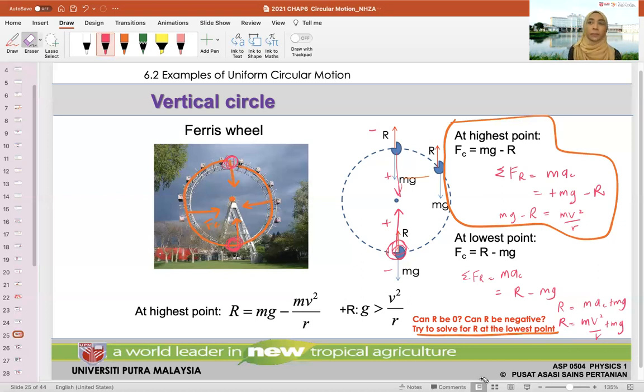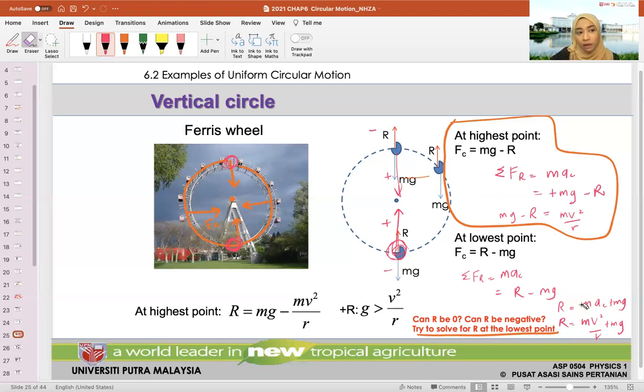Now if R increases beyond mg, I will feel like ada orang tekan-tekan lah. So this is what we feel when we are at the bottom of the Ferris wheel. Our R is no longer mg, but instead R equals mv squared over r plus mg. So ada extra weight tu, so kita akan rasa macam kena tekan. Sama macam kita naik lift. Remember the lift situation? Kita naik, kita rasa macam nak terjatuh, turun rasa macam ada orang tekan. So this is the same concept here, but this one is circular.